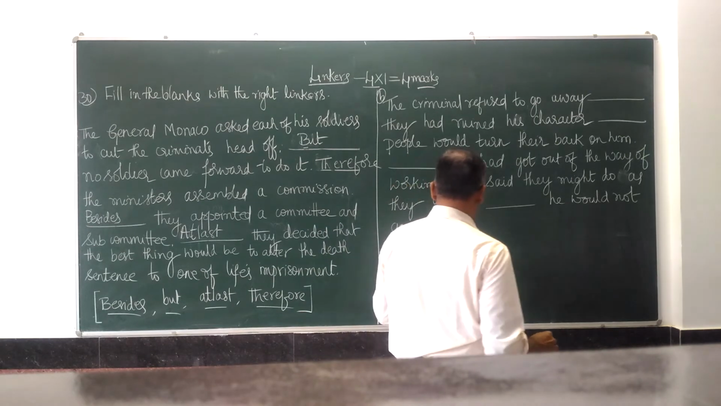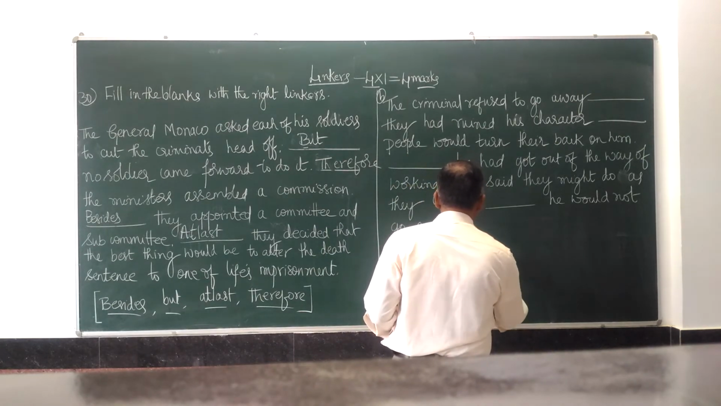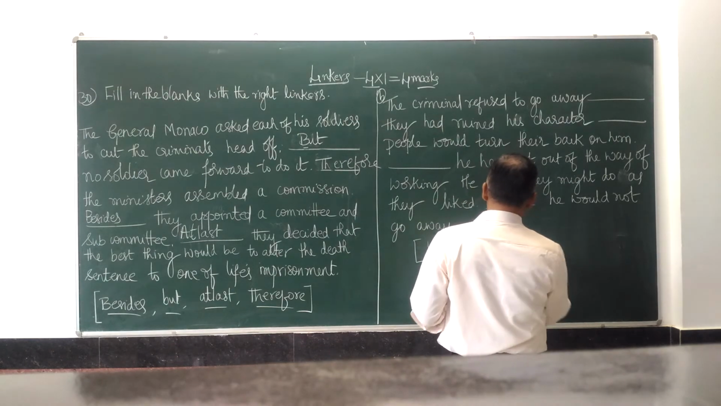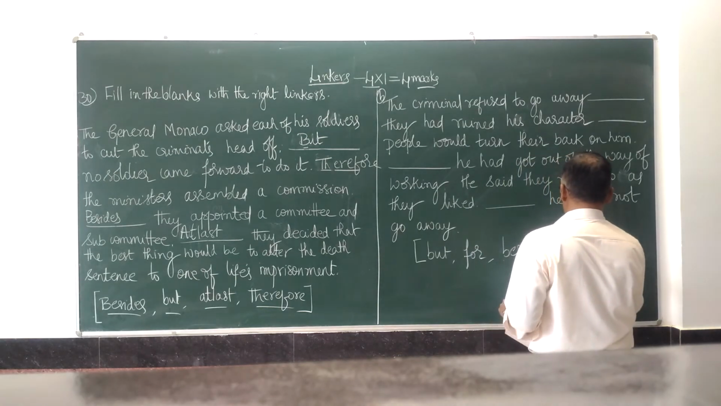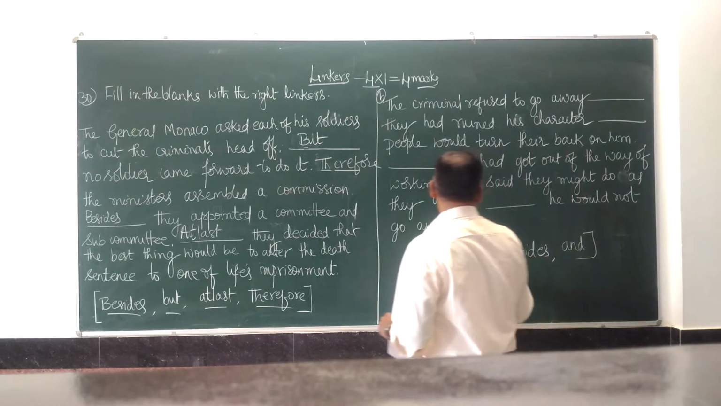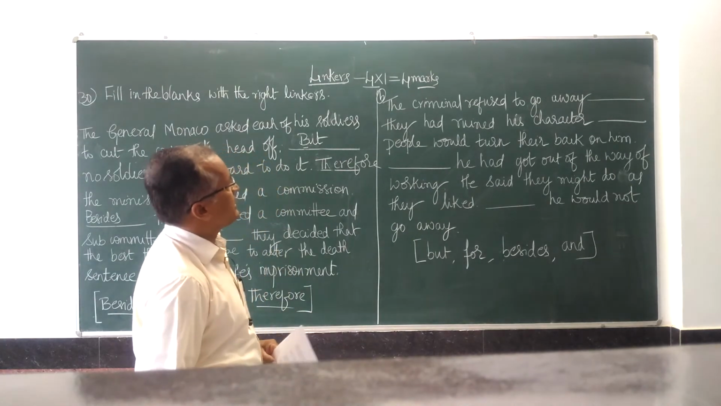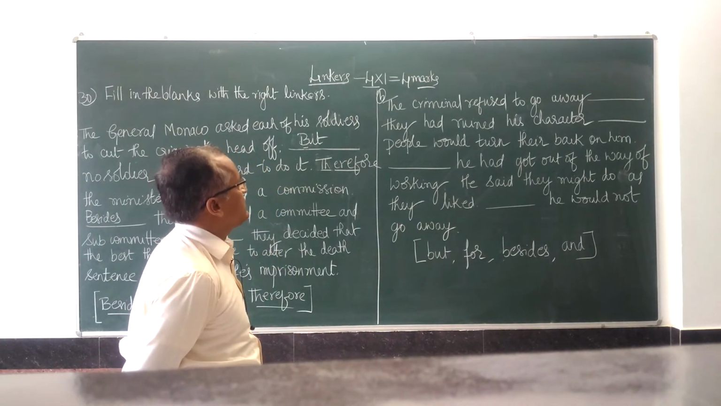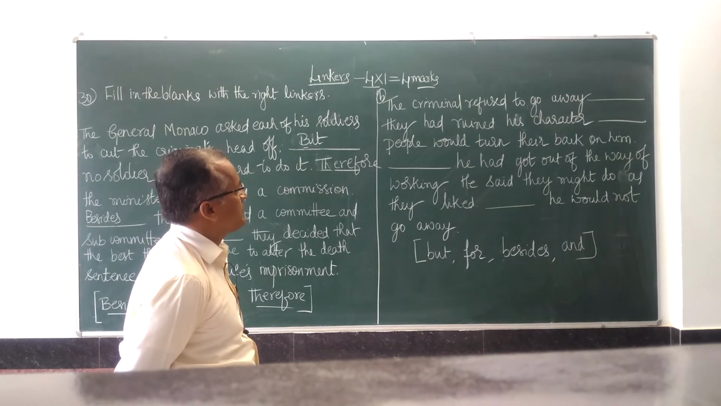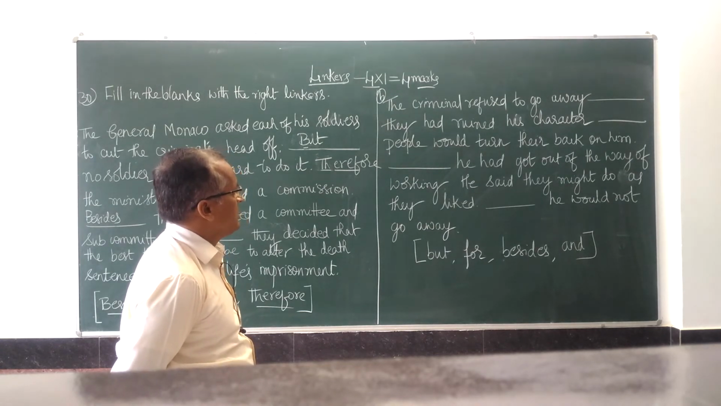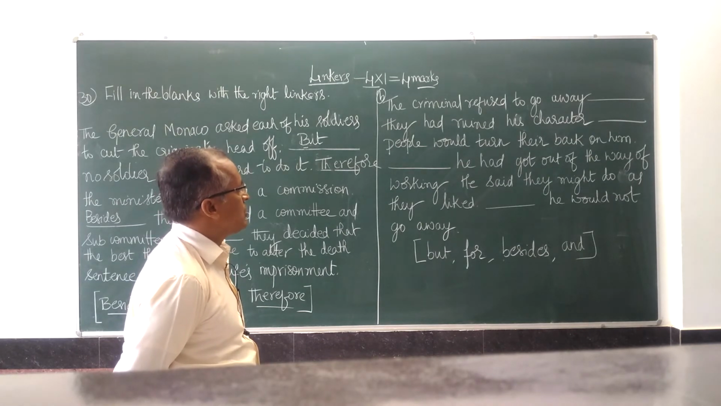But, for, besides, and. These are the four options they have given. The criminal refused to go away. Dash they had ruined his character. Dash people would turn their backs on him. Dash he had got out of the way of working. He said they might do as they like. Dash he would not go away.